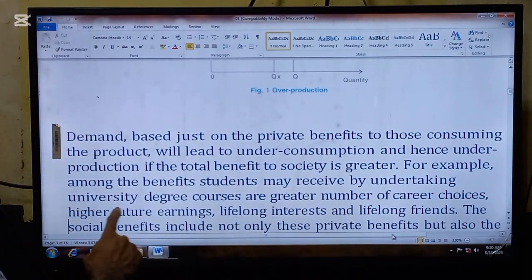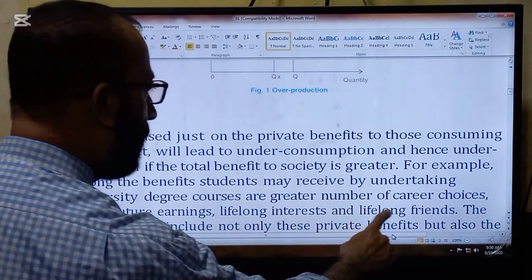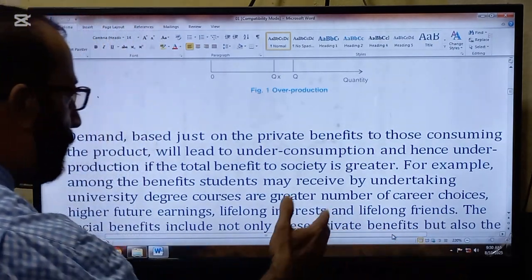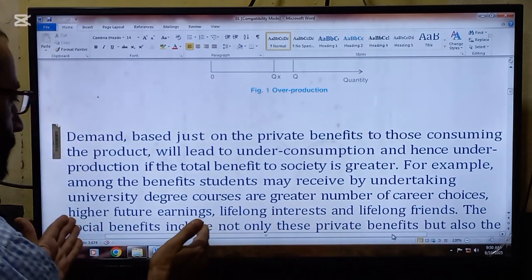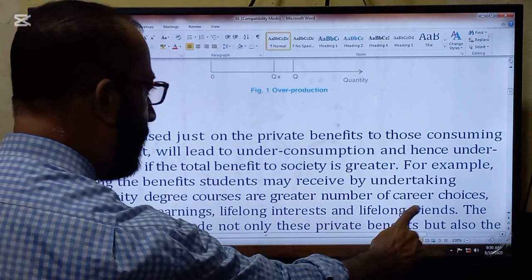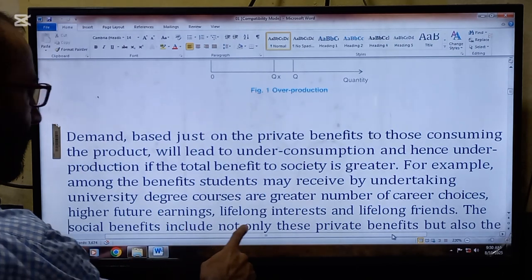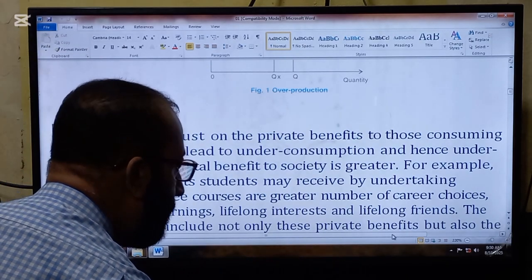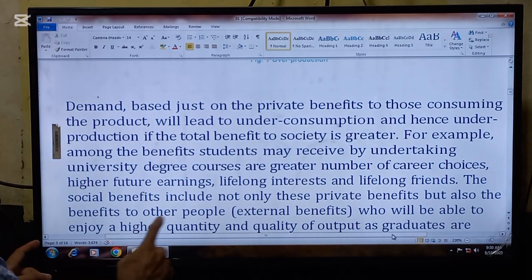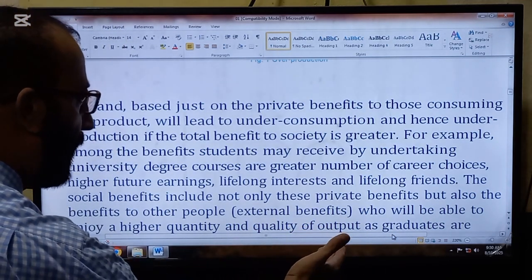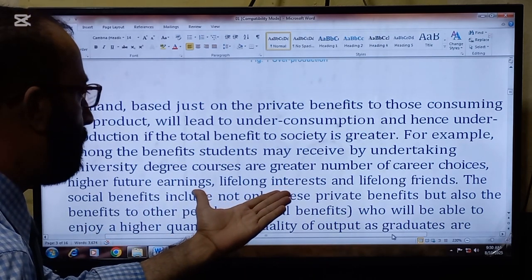For example, among the benefits students may receive by undertaking university degree courses are greater numbers of career choices, higher future earnings, lifelong interest, and lifelong friends. So these are the private benefits of the degree for these students. The social benefits include not only these private benefits, but also the benefits to other people, external benefits, who will be able to enjoy a higher quantity and quality of the output. So these are the external benefits. The previous were the private benefits.